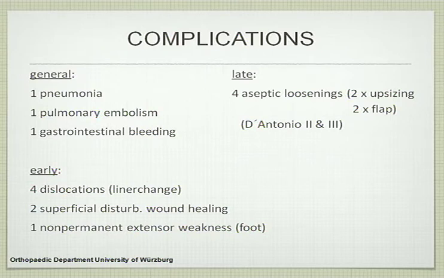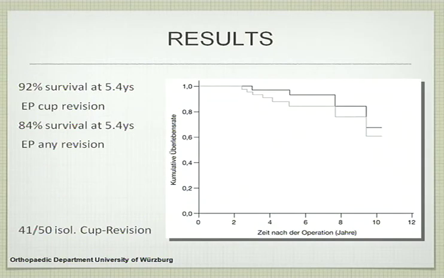Late complications, we had 4 aseptic loosenings, which ended up 2 times in upsizing of the cup size and 2 times in an additional use of a flap. And these only happened in the type 2 and type 3 D'Antonio defects. The survival rate after 5 years was 92%, which I think is very good. And if the endpoint is any sort of revision, then it's 84% because we had 2 dislocations also, and the liner had to be changed.